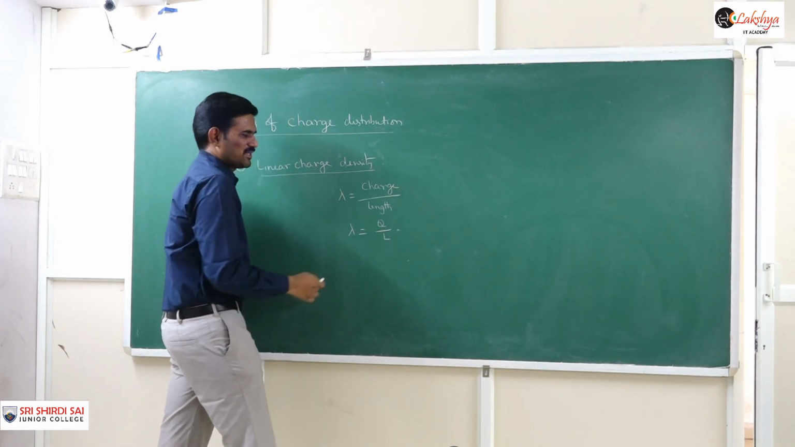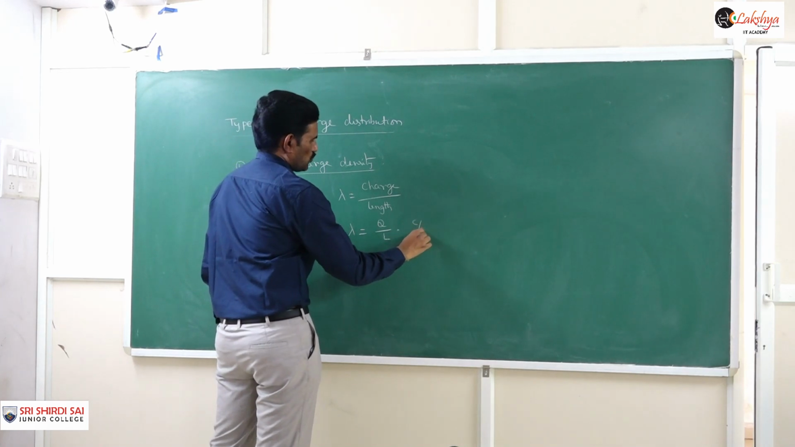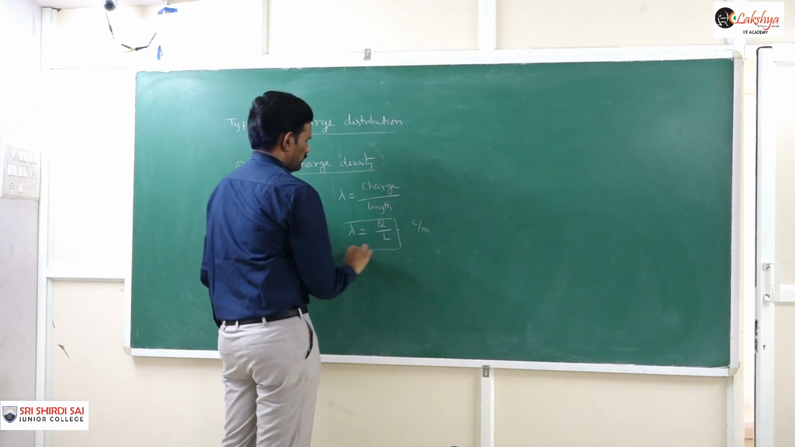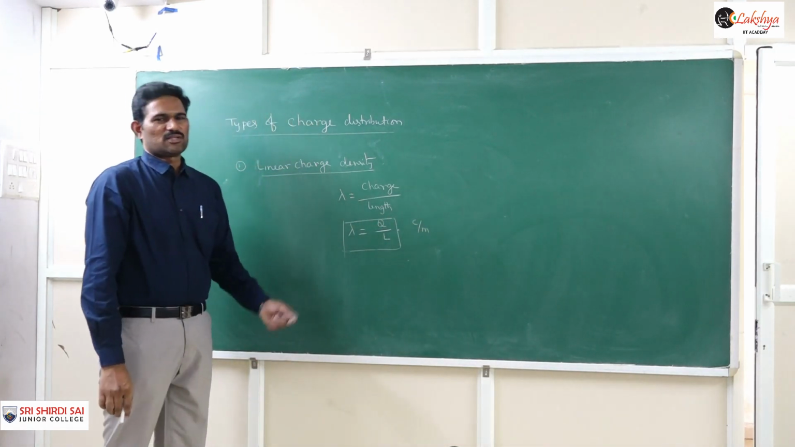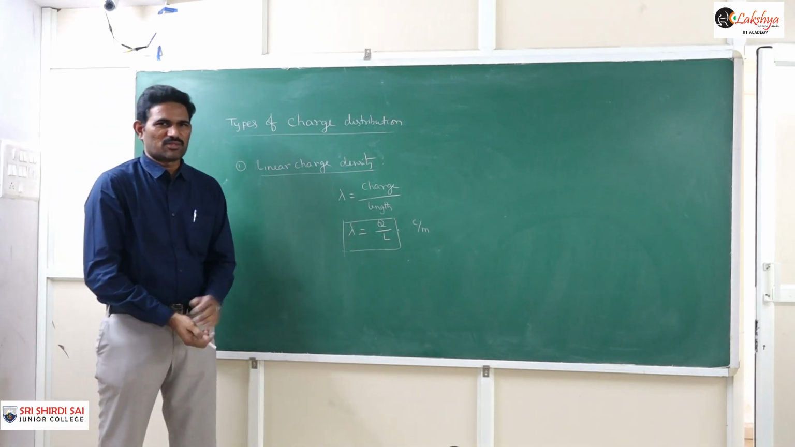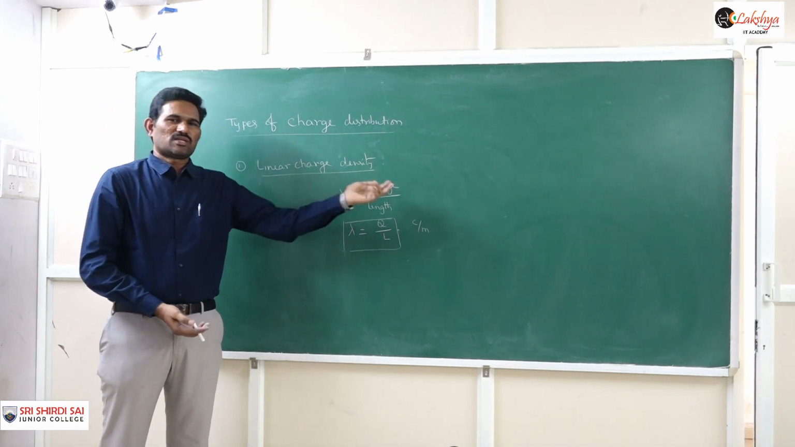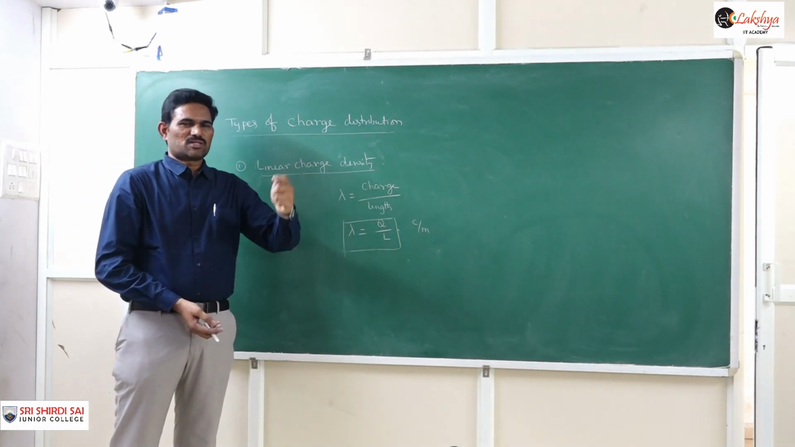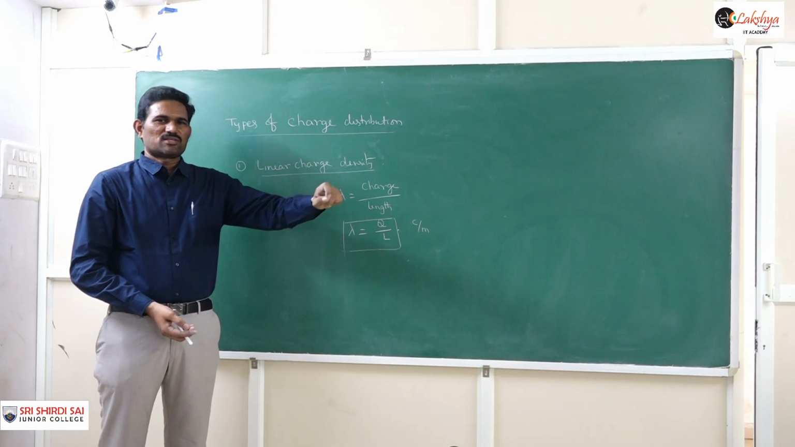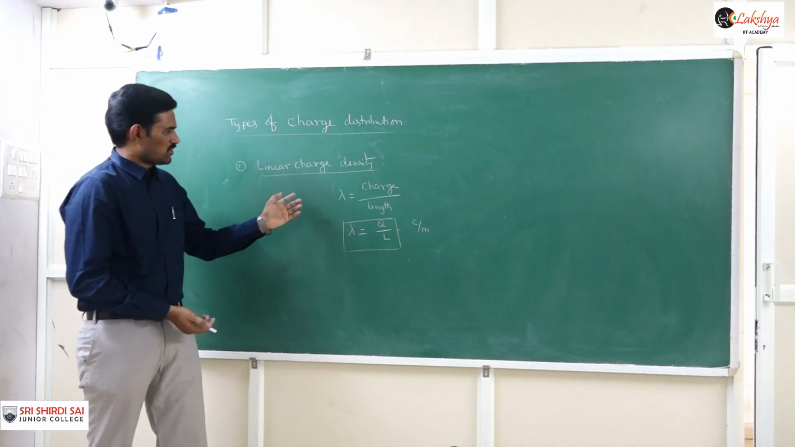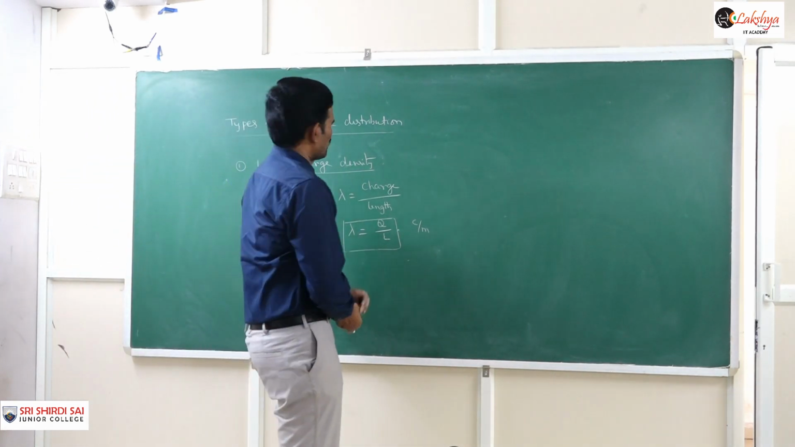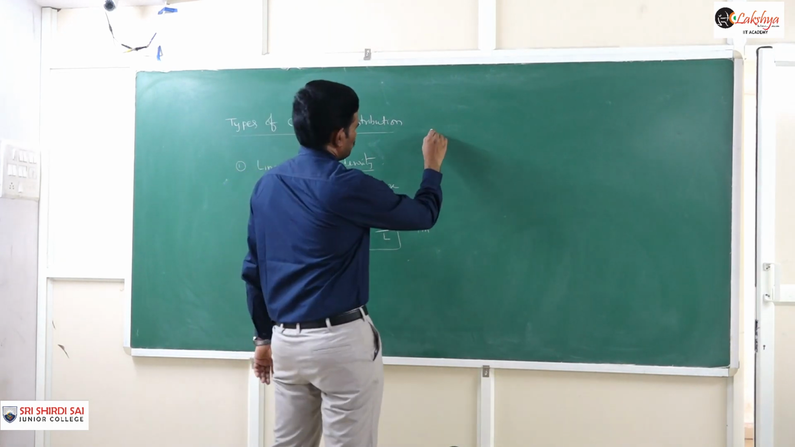From this you can easily write the unit. It is Coulomb per meter. So that is the meaning of linear charge density: total charge per total length. The ratio is what we call linear charge density. Generally we use the linear charge density for a one dimensional object like a ring or a wire, when the charge is distributed on a straight wire. So that is our linear charge distribution.